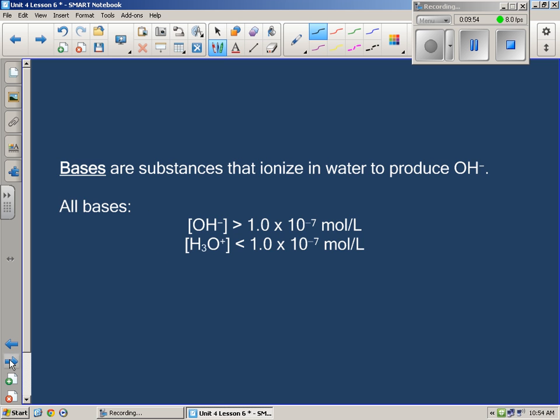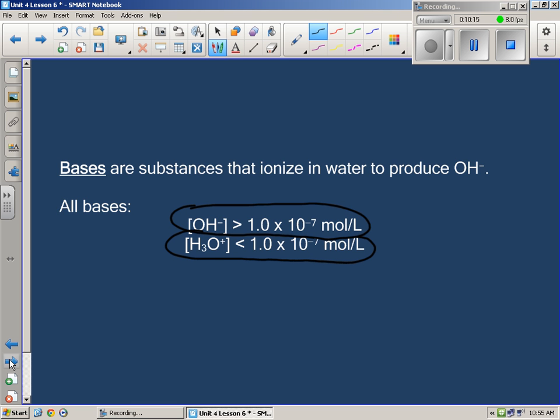Bases are substances that ionize to produce hydroxide. In this case, the hydroxide ion concentration is higher than 1 times 10 to the negative 7. You still have some hydronium ions in there, but it's not going to be the same as the hydroxide ion concentration, which is much, much higher. So you're still going to get some hydronium ions.